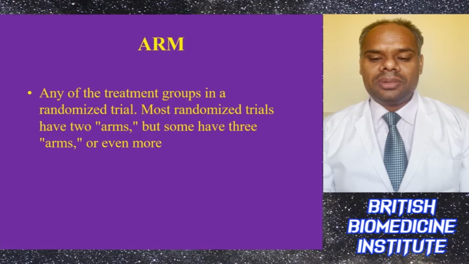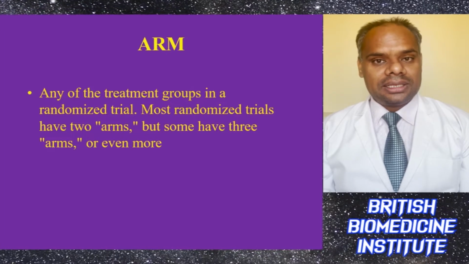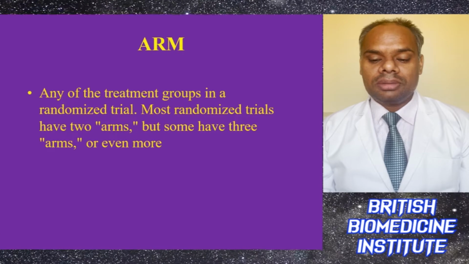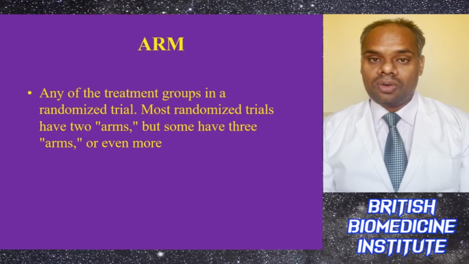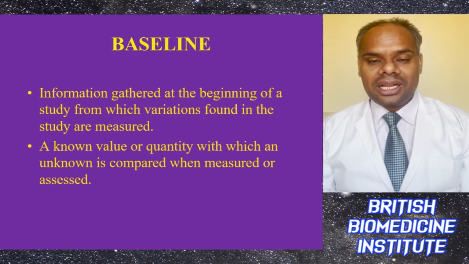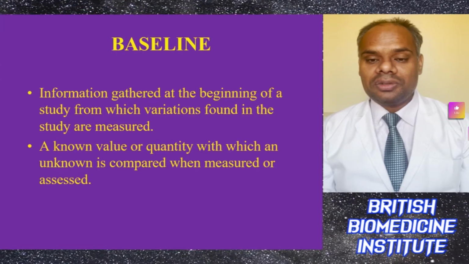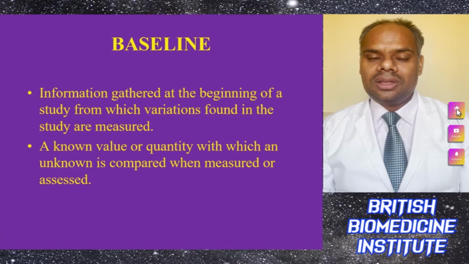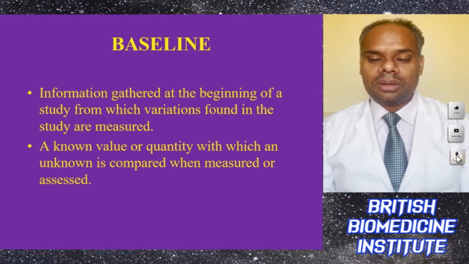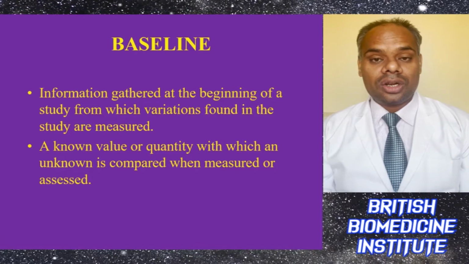Basically, any of the treatment group in this randomized trial. Most randomized trials have 2 arms, but some have 3 arms or even more. Baseline: the information which has been gathered from the patients at the beginning of the study, and basically we want to know values or quantity with which an unknown is compared with when measured or assessed.